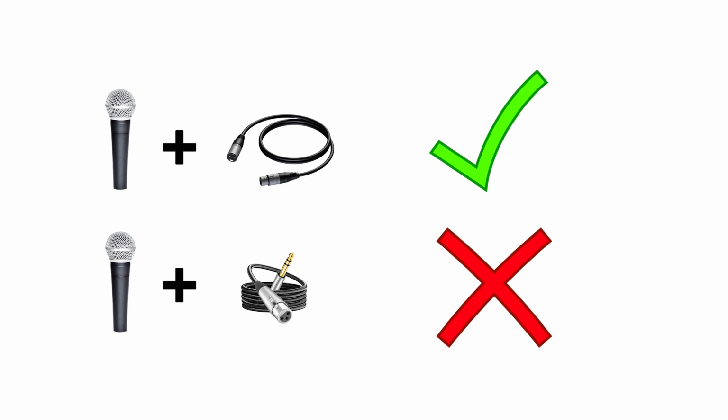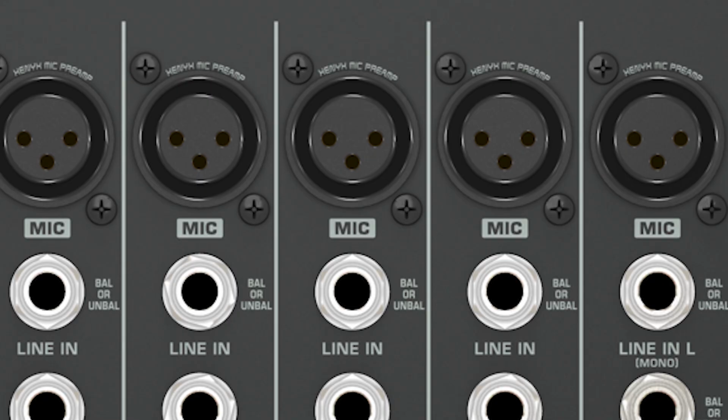For mic level signals, you're supposed to use XLRs. XLR male goes into the XLR female that is on the mixer. So on the mixer, you see mic. It will be written, it will be indicated, and it's usually an XLR female port. That's where you're supposed to plug in your mic level signal.